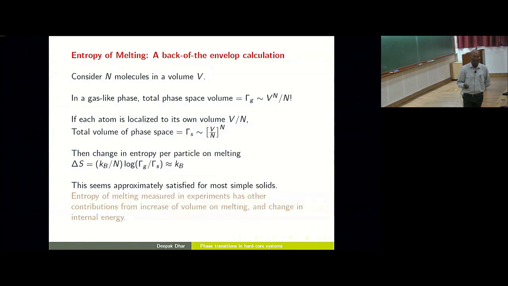When you take the data, you realize that the actual change in entropy will also occur because there is a change in volume. Sorry, at fixed volume, when you go from liquid to solid, there is this change. But if the volume changes, then there is an additional correction. So you can take those corrections into account and then calculate the change in entropy due to melting, and that is 1 in these units.